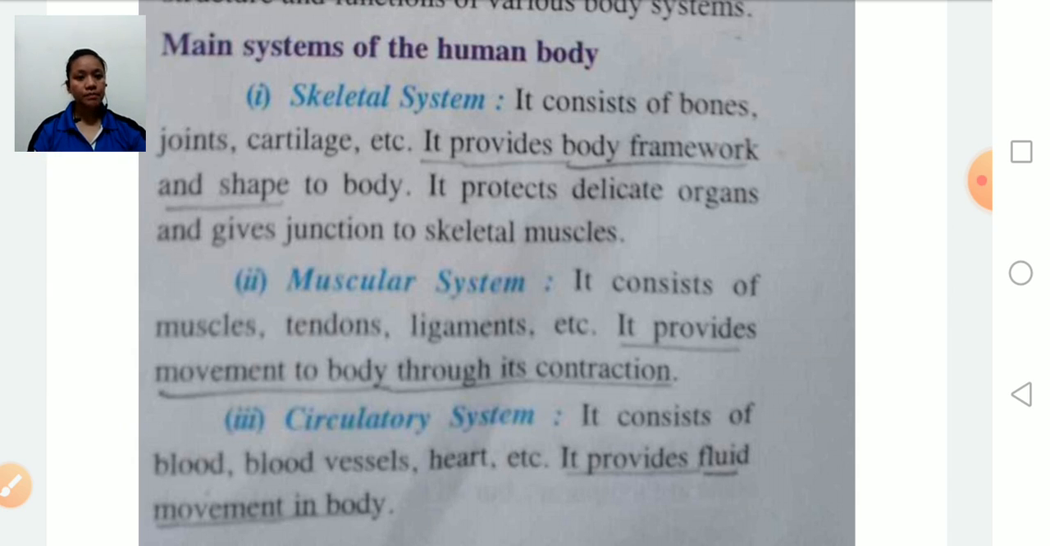Muscular system consists of muscle, tendon, ligament, etc. Tendons connect muscle to the bones, and ligaments connect bones to bones. The muscular system provides movement to the body through its contraction.